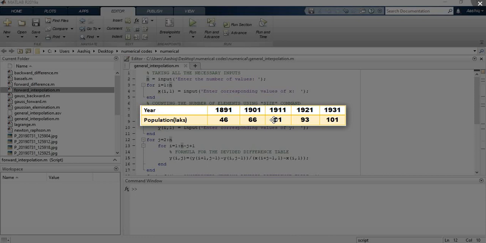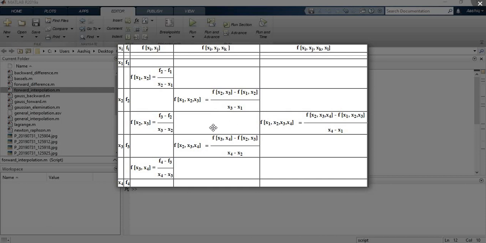To use this formula, I have to construct a divided difference table. This is a divided difference table where I have some x values or some inputs, and I have the functional values or the y values. The first order difference is simply the difference between two y values divided by the difference between two consecutive x values. So this is the first order difference, and using this same formula I can calculate the other differences of this table.